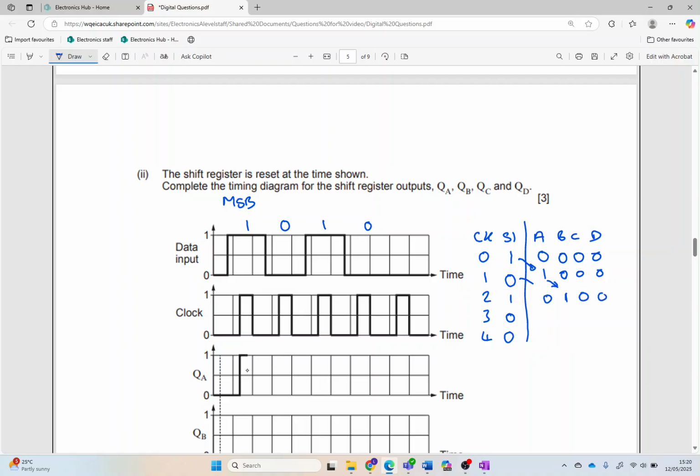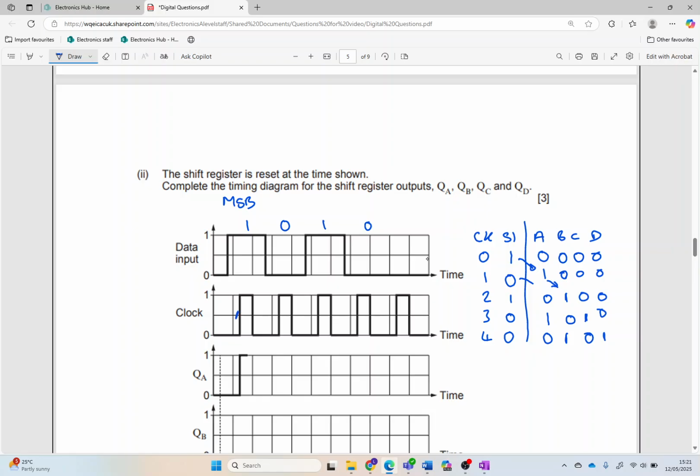Okay, and then that's shifted along, so that 1 goes to there, that 0 goes to there, and then that 1 comes in. And then finally that 1 goes to there, that 0 goes to there, that 1 goes to there, and that 0 goes in like so. Okay. So sometimes it helps to draw a table, because then I can take what I've got in each of the columns and draw that in.